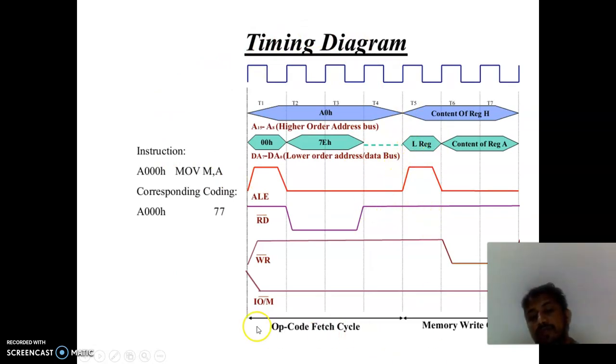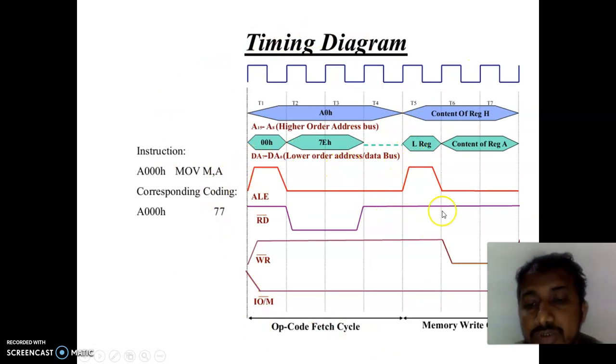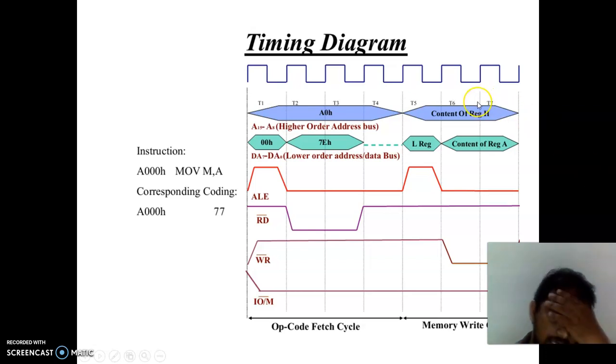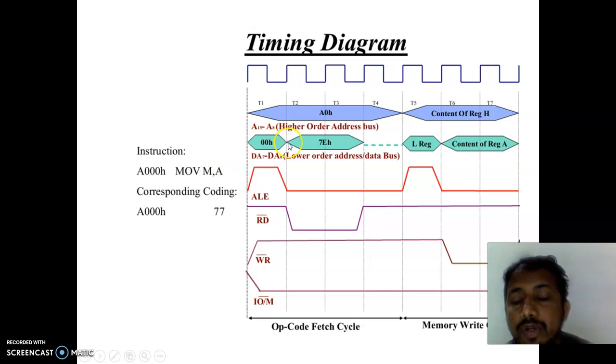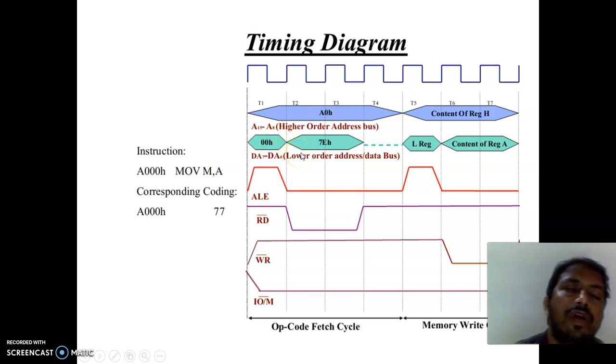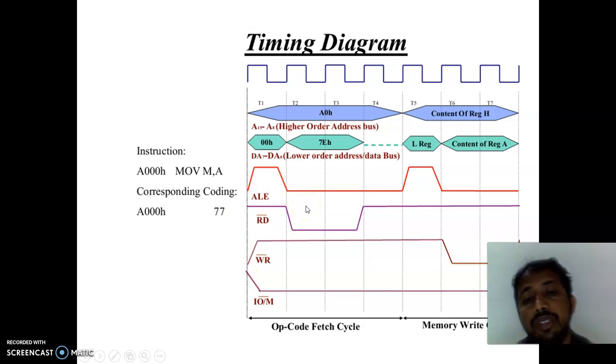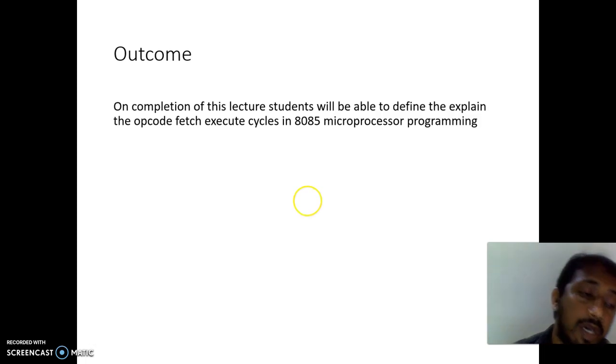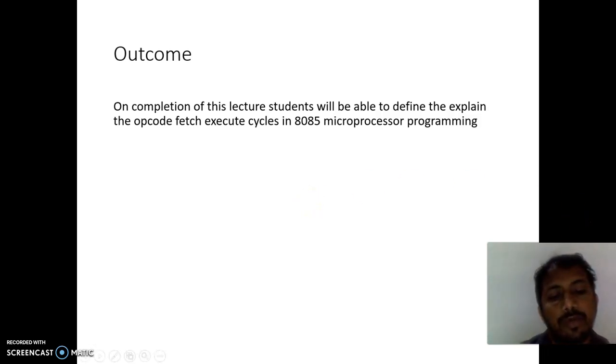Obviously, you are already familiar with the opcode fetch cycle. Next one, this is a memory write cycle. These 2 cycles combine the memory read or write operation of the 8085 microprocessor. So overall here, by these 2 diagrams, you are able to understand how a microprocessor reads data from the memory and how it writes data into the memory.